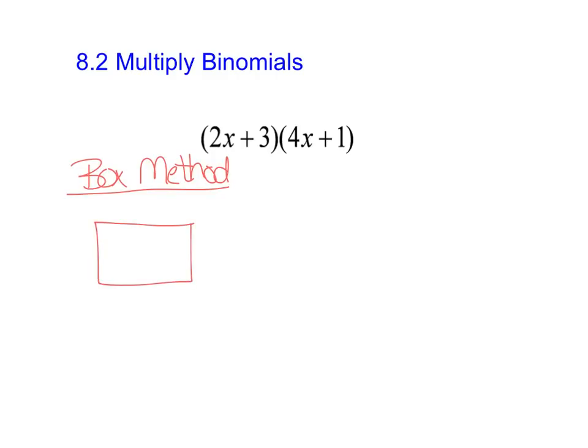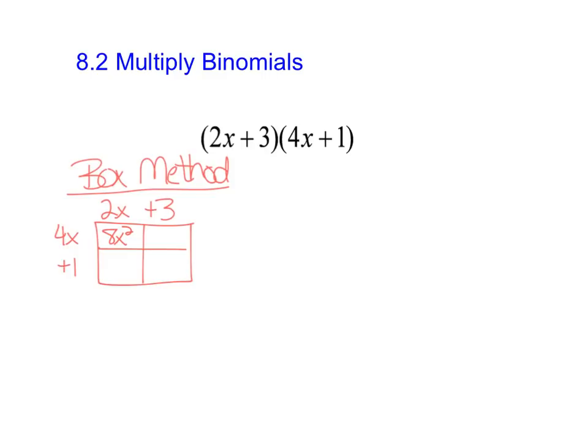So we're going to create a box, and we're going to put our first binomial along the top and our second binomial along the side. And we're going to find the area of each of these squares. Mine aren't exactly squares, but you can use your imagination. So this square right here would be 4x times 2x, right? 4x times 2x, I get 8x squared.